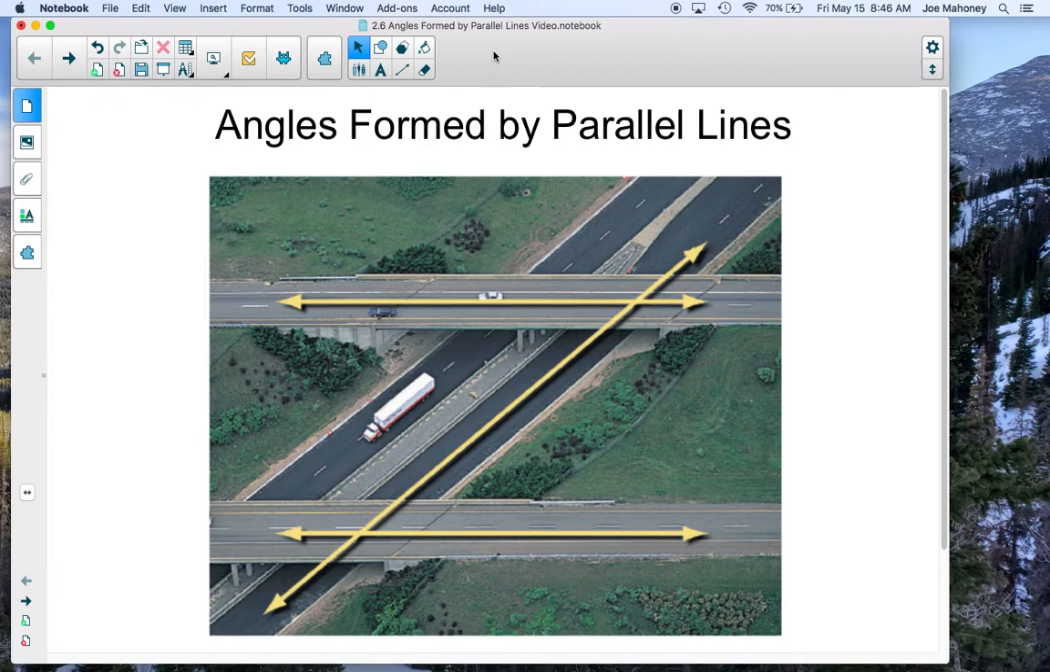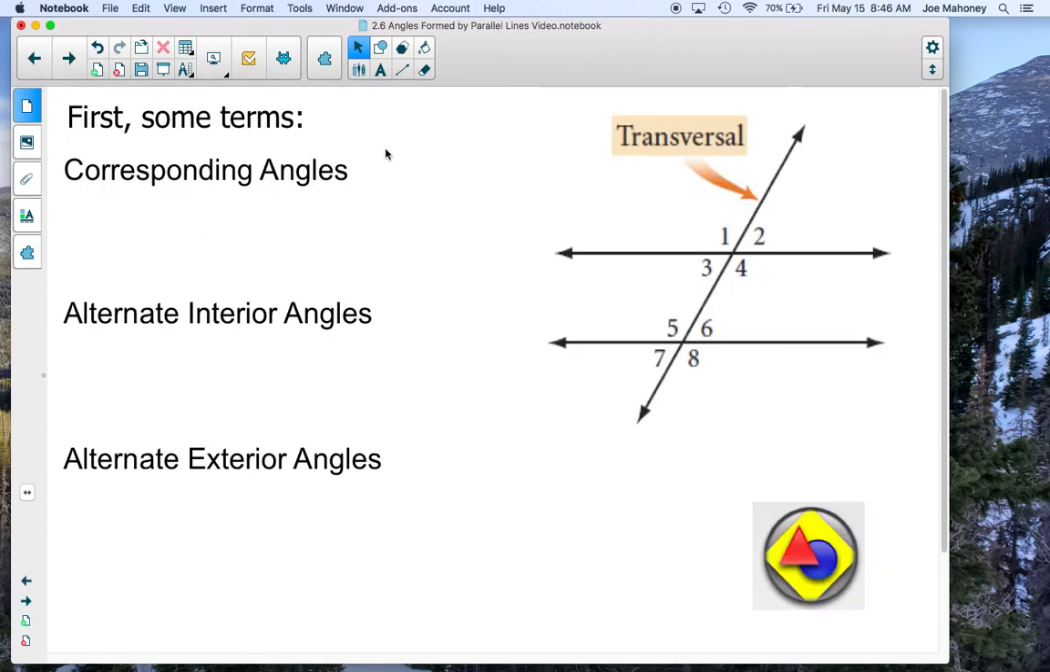And I see the two lines going across, and it's like the roads are parallel. It seems like this highway and this highway are parallel to each other. And then this other road kind of crosses it at some kind of an angle. So we're going to talk about that in a minute. And again, we need a little bit of vocabulary here.